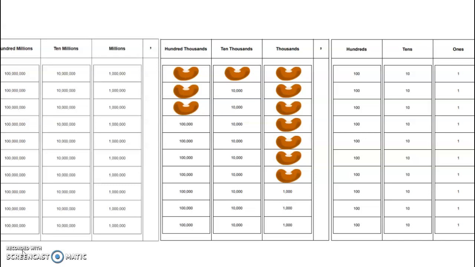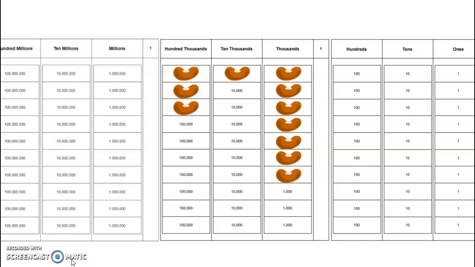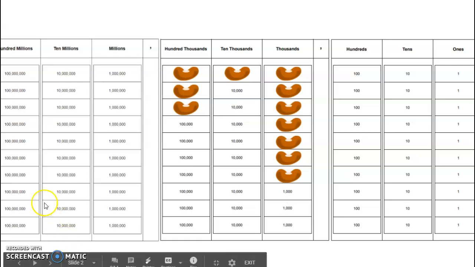value chart. So even though there are no beans in our place values all the way on the right and no beans in our place values all the way on the left, it doesn't mean that we're only looking at the 3 in the hundred thousands, the 1 in the 10,000s, and the 7 in the thousands place.